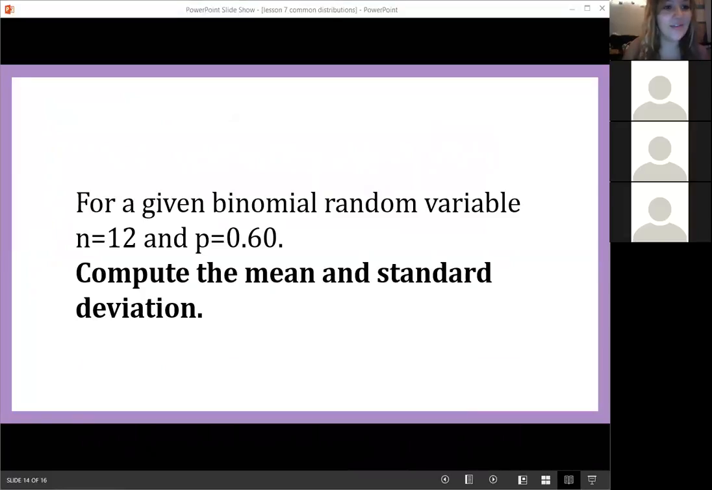All right, let's do a few more of these. All right, so for a given binomial random variable, n equals 12 and p equals 0.6. So please compute the mean and standard deviation of this. And think about it conceptually while you're doing it. But yeah, let me know what you get for these answers.